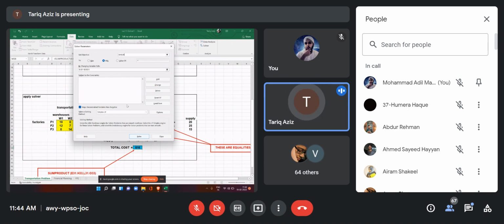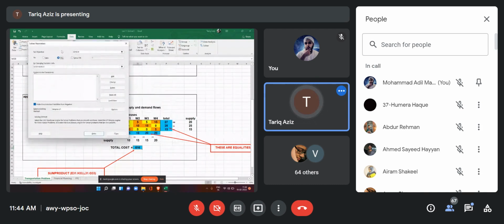Target cell means the outcome cell that we want to change, either maximize or minimize. The third option is also here, that is, set the objective to a particular value. In this case, our objective is to minimize, so by default it is showing minimization. Otherwise, if our objective is maximization, we can select maximize or value of, but let us select minimize.